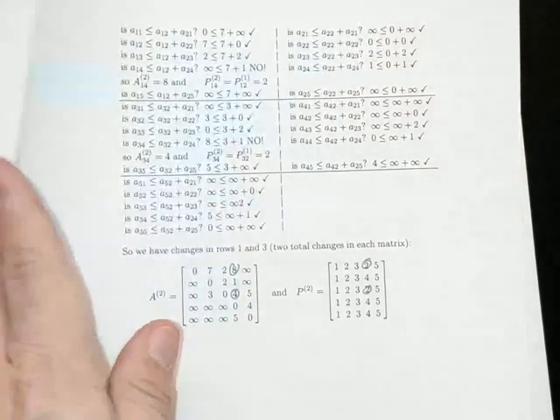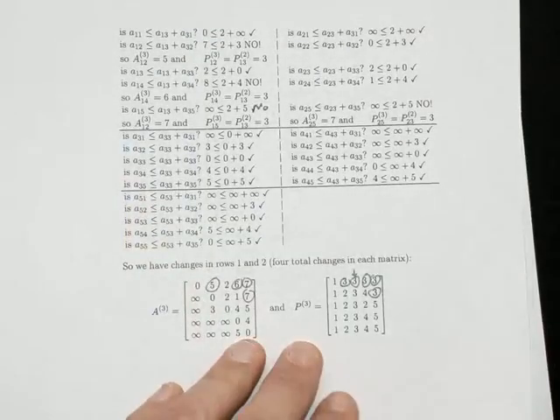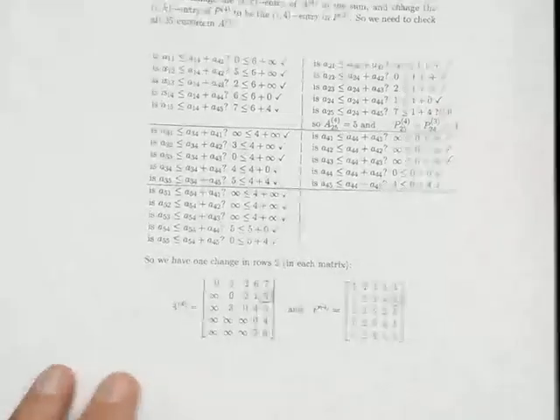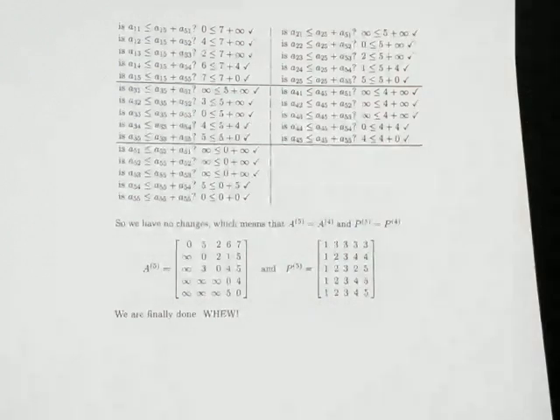And on and on we go until I get here. So I have now done all of the changing. I've done 5 iterations. I have my shortest weights. I have my shortest paths.